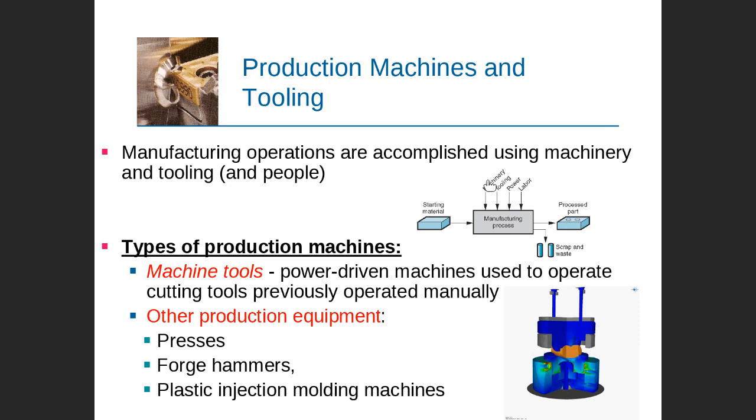Machine is important. Several types of production machine are used in manufacturing, like automated machine tools, presses, and hammers. I mean, hammers are used for the forging process, plastic injection molding, and several other machines used in manufacturing processes. So this is the kind of production machine.